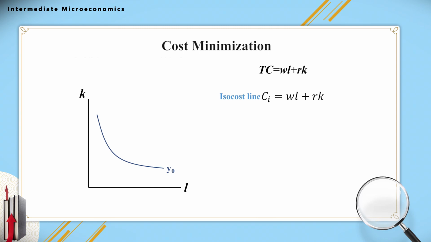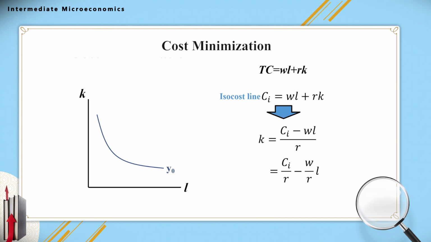If we collect these input bundles, we get an isocost line, where iso means equal, as in the word isoquant. If we rearrange the equation of total cost, we have K equal to Ci divided by R minus WL divided by R. Given that factor prices W and R are also fixed, we can see that the isocost line is a straight line. Its intercept is Ci divided by R, and its slope is negative W divided by R.